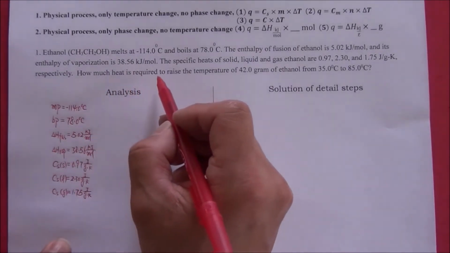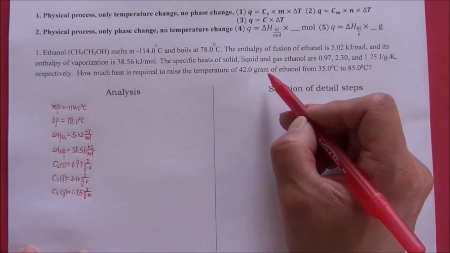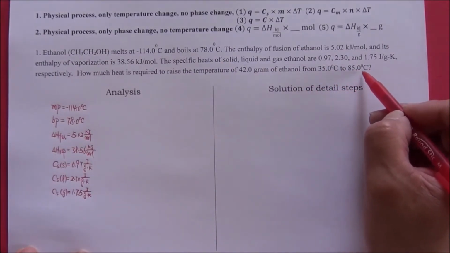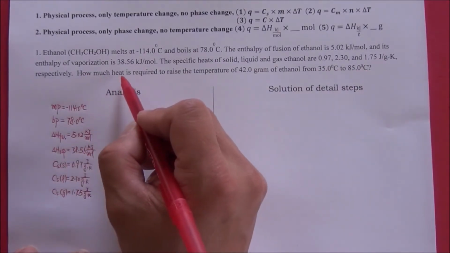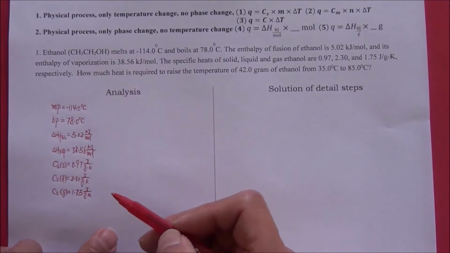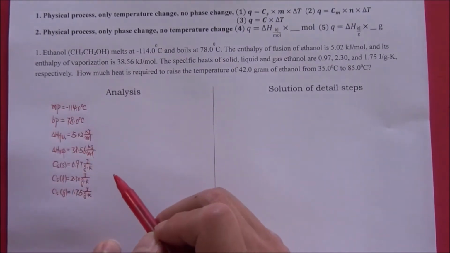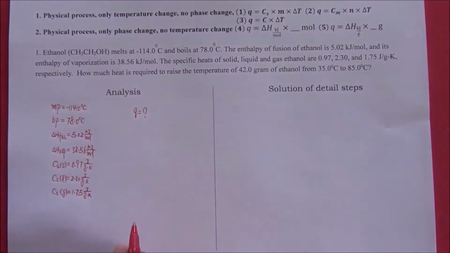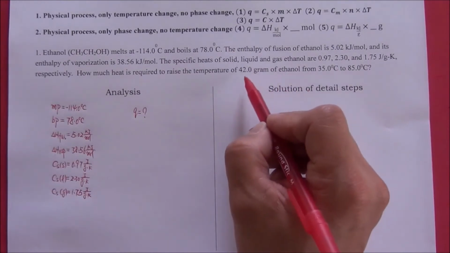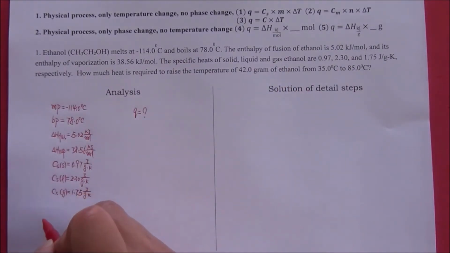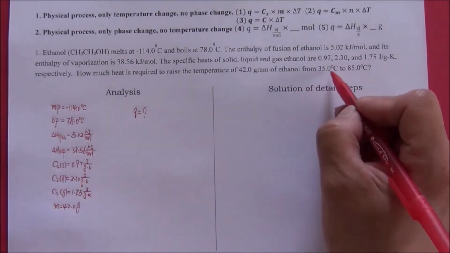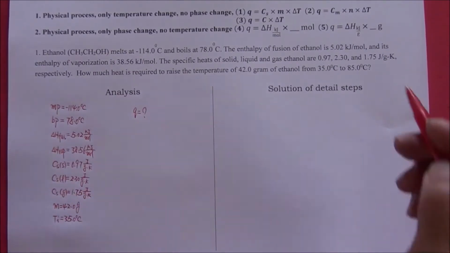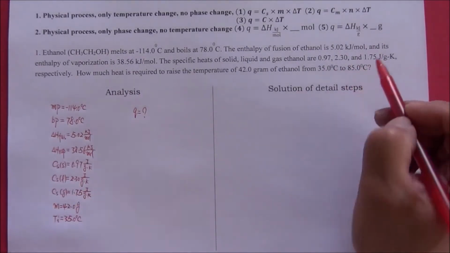How much heat is required to raise the temperature of 42.0 gram of ethanol from 35.0 degrees Celsius to 85.0 degrees Celsius? How much heat? Heat is what we are looking for. Because we are provided so much information, I want to put down what we are looking for at a different place. The mass of ethanol is 42.0 gram. The initial temperature is 35.0 degrees Celsius. And the final temperature is 85.0 degrees Celsius.